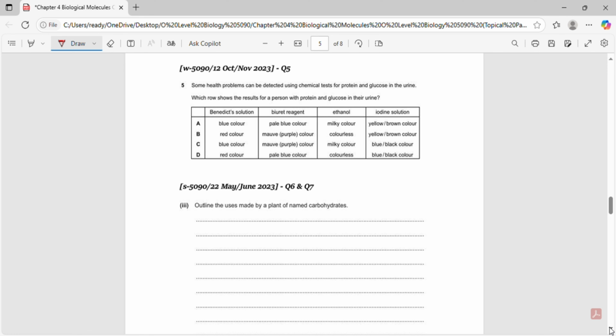For protein, we use the Biuret reagent. If protein is present, Biuret changes from blue to a mauve or purple color. There are, of course, other food tests you may have studied, such as the ethanol emulsion test for lipids, which goes cloudy or milky if lipids are present, and iodine solution, which turns blue-black with starch, but these are not relevant to this particular question. So, let's apply this to our scenario. If a person has both glucose and protein in their urine, what should we see? Benedict's solution should turn red, indicating the presence of glucose, while Biuret should turn mauve, showing the presence of protein. Now, looking at the answer options given, B matches exactly these results. Benedict's turning red, and Biuret turning mauve. Therefore, B is the correct answer.